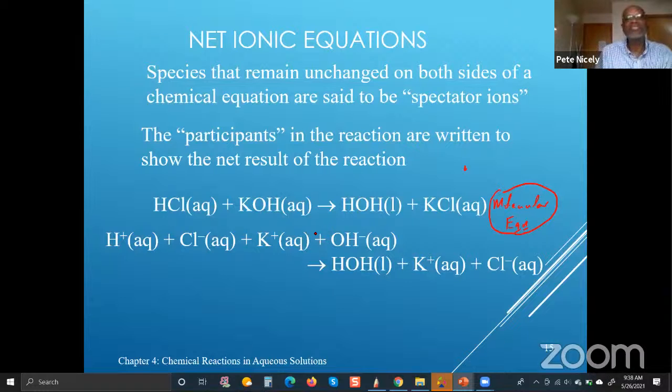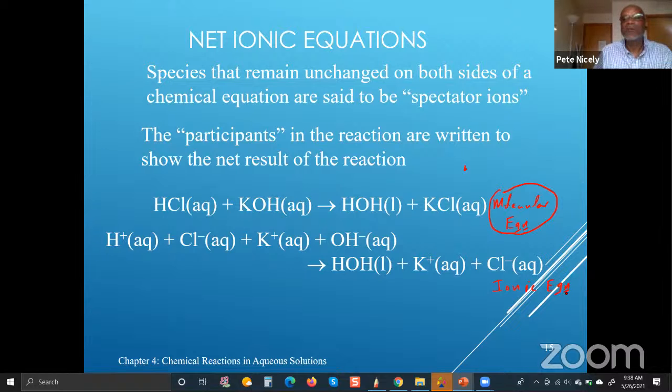Now, the next equation that results from the dissociation of the strong acid, strong base, and the potassium chloride, this is called the ionic equation. So let me write this down here, ionic equation, all right?